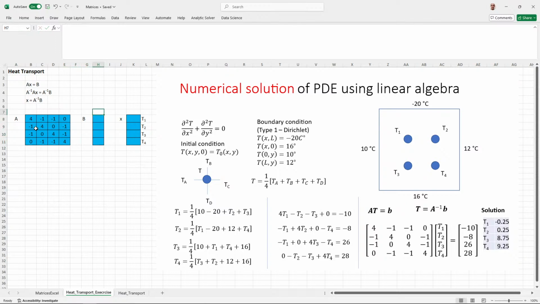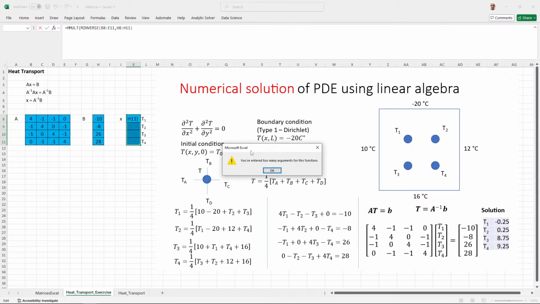That is my B, the right hand side: -10, -8, 26, 28, and then I want to find this unknown. So you select the solution area, then you enter your equation. That's matrix multiply. I want to multiply the inverse of this matrix with this one. Then Control Shift Enter.